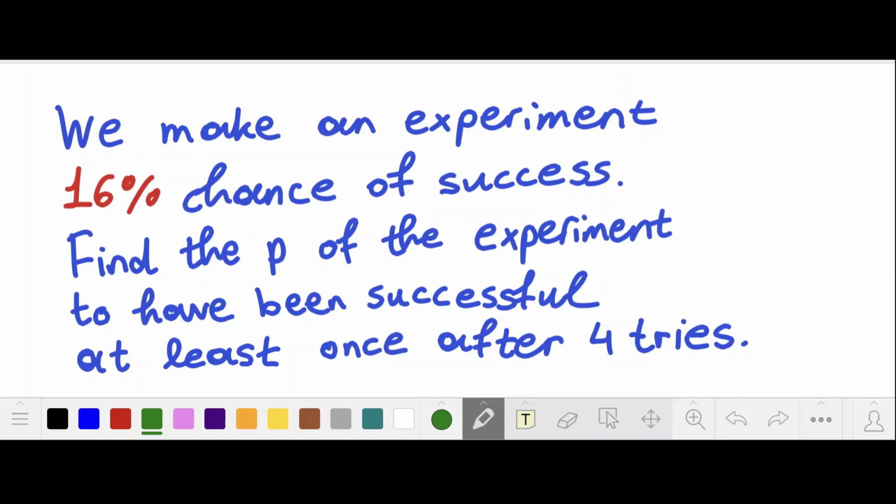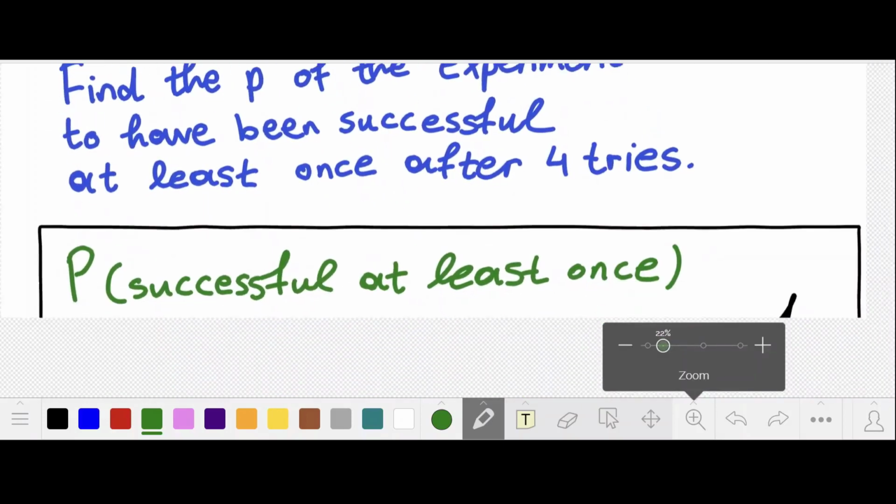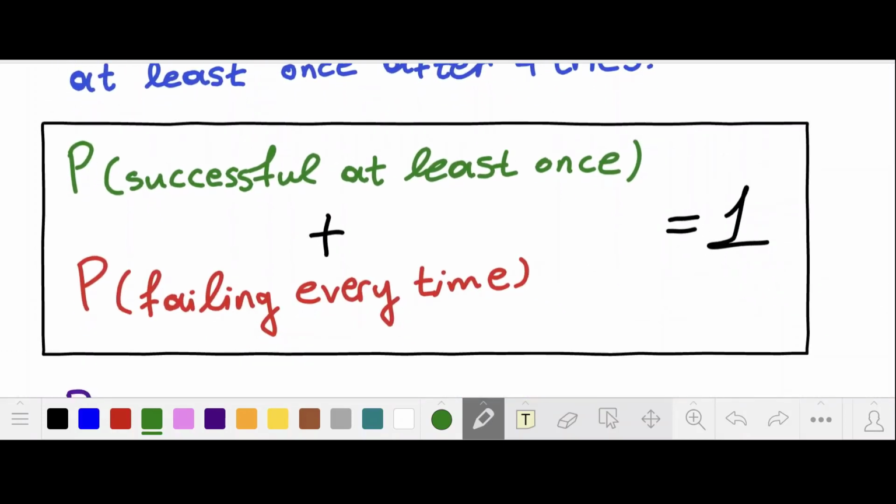We first have to calculate its complementary probability, which corresponds to the situation where the experiment fails each of the 4 times. The probability of the experiment being successful at least once in these 4 tries, plus the probability of the experiment failing in each of these 4 tries, sums up to 1. So we want to solve for the green probability, but first we will have to find out the red probability.